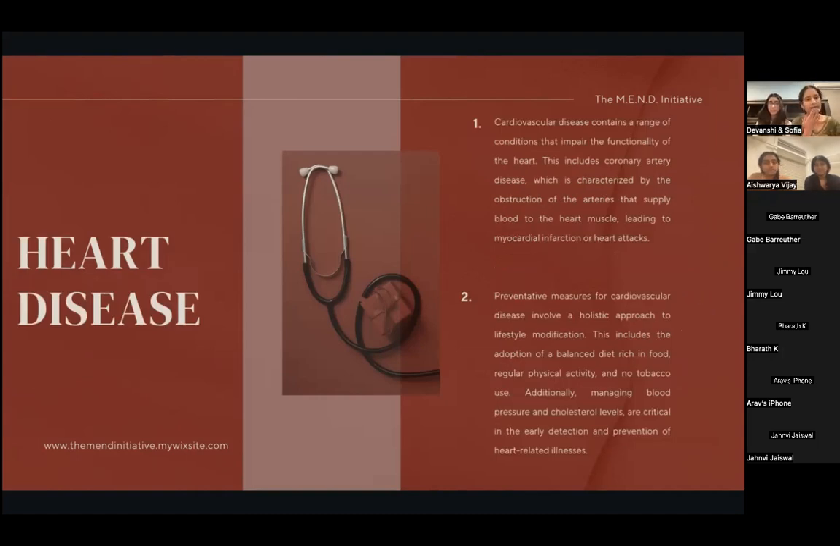As Aishwarya went into a brief overview, heart disease is also one of the main and most common NCDs. Essentially, it's a disease in which the function and the structure of the heart are impaired. An example of that is coronary heart disease, which is essentially when the arteries are obstructed. The arteries are those that supply the blood to the heart muscle, and obstruction leads to heart attacks.